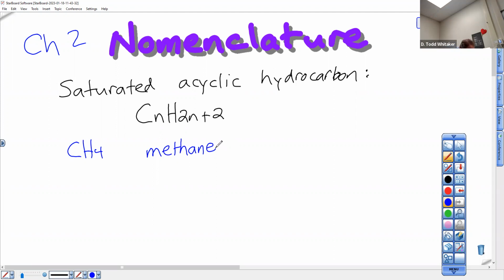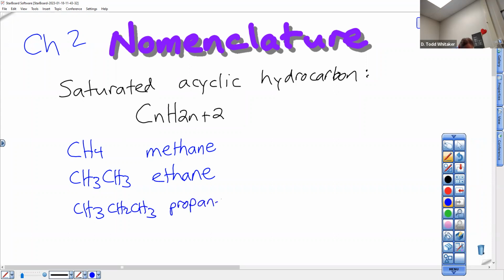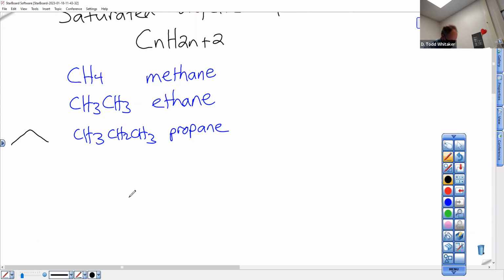Methane. And then the next one. What's that called? Yeah, ethane. And what's the next one? Yeah, it's time for stick figures, isn't it? We don't want to have to draw all the C's and H's anymore, so we're just going to go straight to stick figures. Isn't that propane on the left? How about this one? What's that one called? Butane.